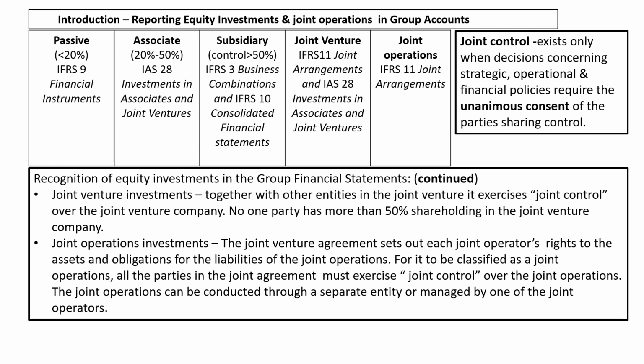Finally, we have joint operations investments. Here the joint venture agreement sets out each joint venturer's rights to the assets and obligation for the liabilities of the joint operations. For it to be classified as a joint operation, all parties in the joint agreement must exercise joint control over the joint operations. The joint operations can be conducted through a separate legal entity or managed by one of the joint operators.